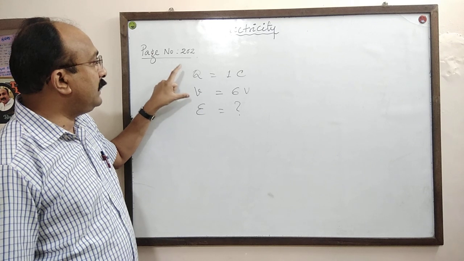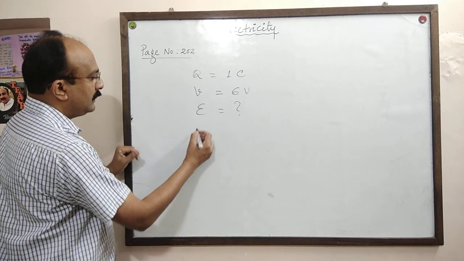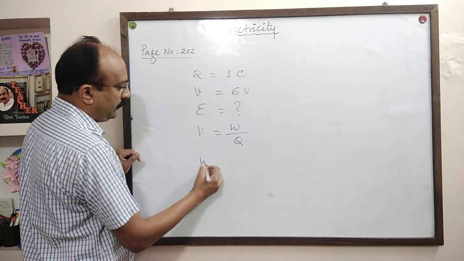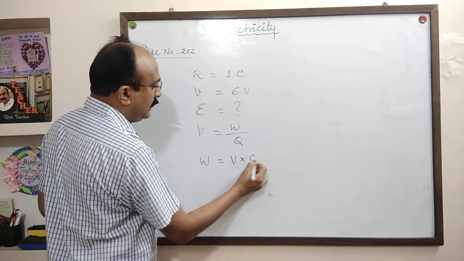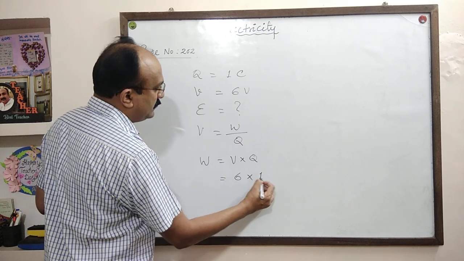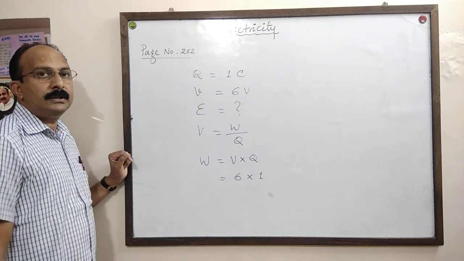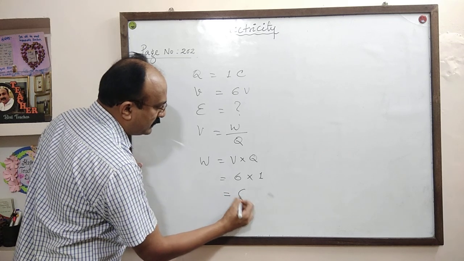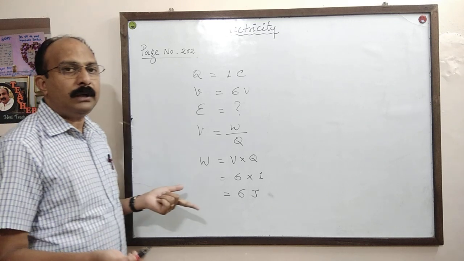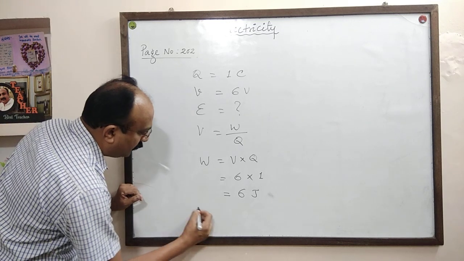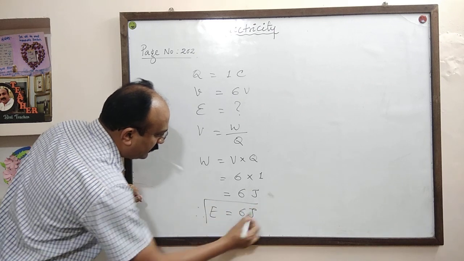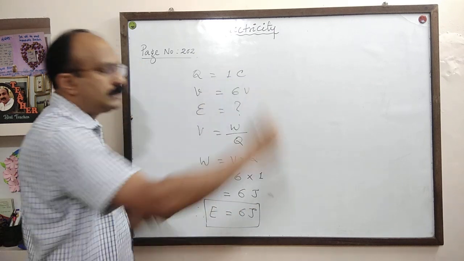We know the relation between work done, Q and V. V is equal to W upon Q. Therefore W is equal to V into Q. Here V is equal to 6 volt and Q is equal to 1 coulomb. So W equal to 6 into 1, 6 joule. And work done is numerically equal to energy. Therefore, energy is equal to 6 joule. So the answer is 6 joule of energy.